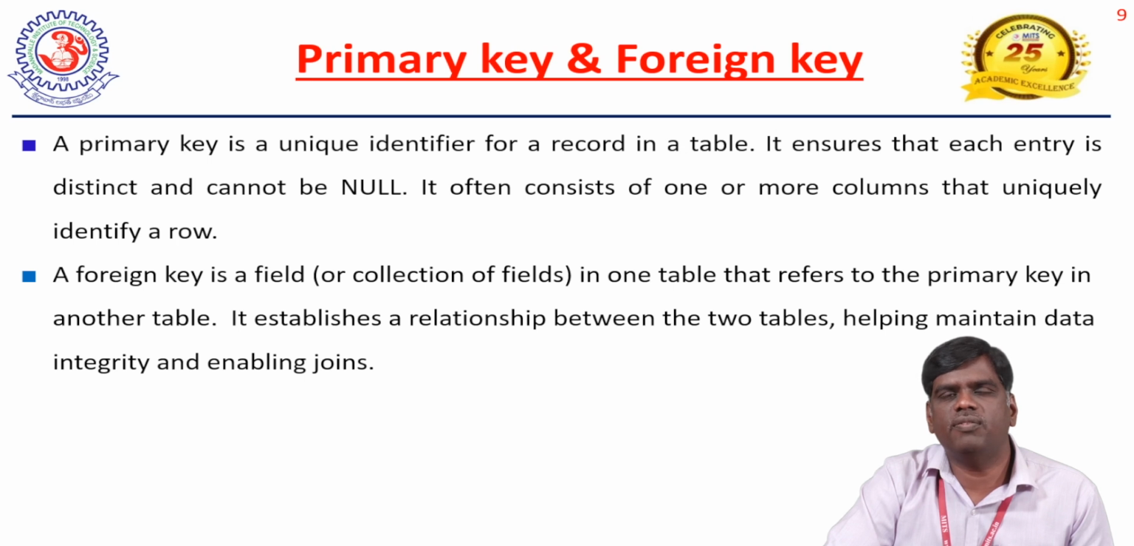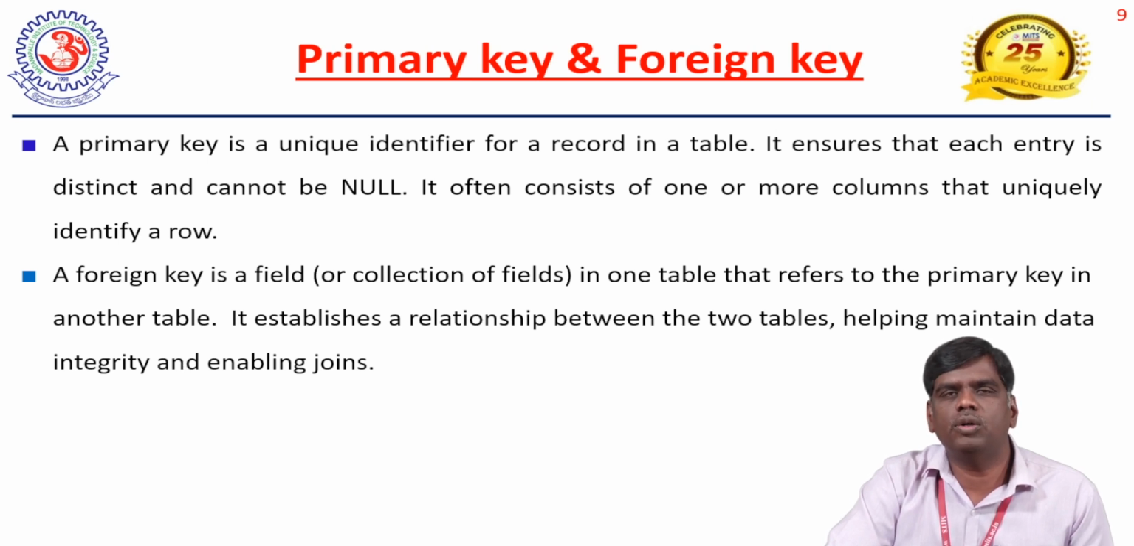So whenever you have the same employee ID for two different employees, it will give an error. Usually we will have one employee ID and one employee name, so we need to give any one column name as a primary key. Then coming to the foreign key. A foreign key is a field in one table that refers to the primary key in another table. A primary key is distinct and cannot be null.